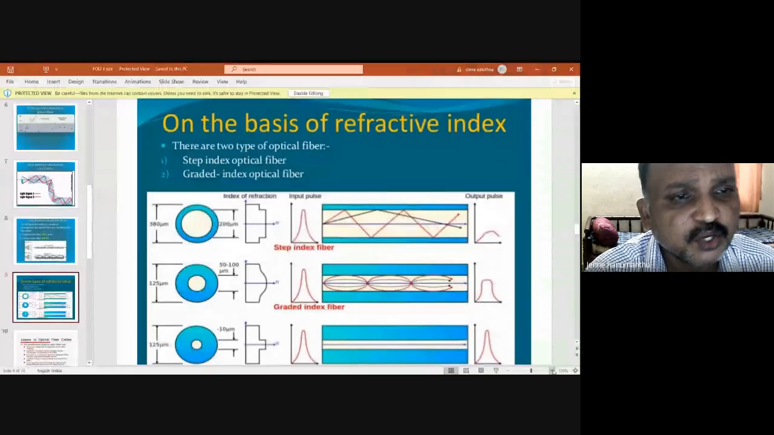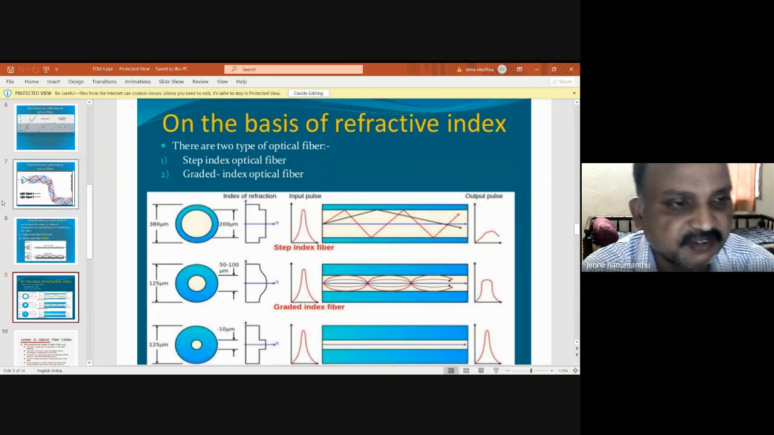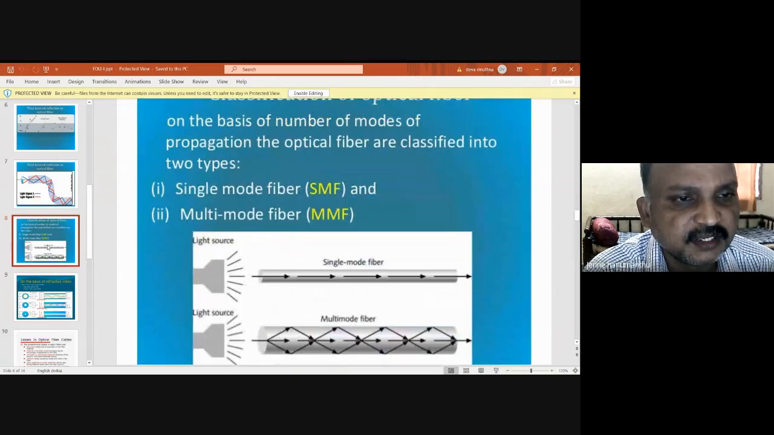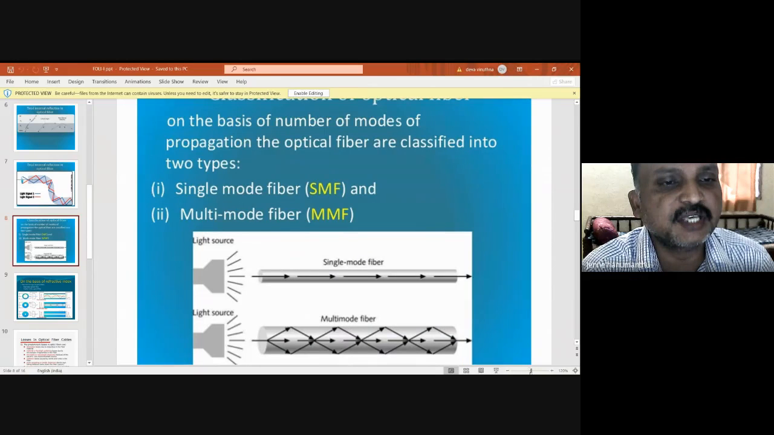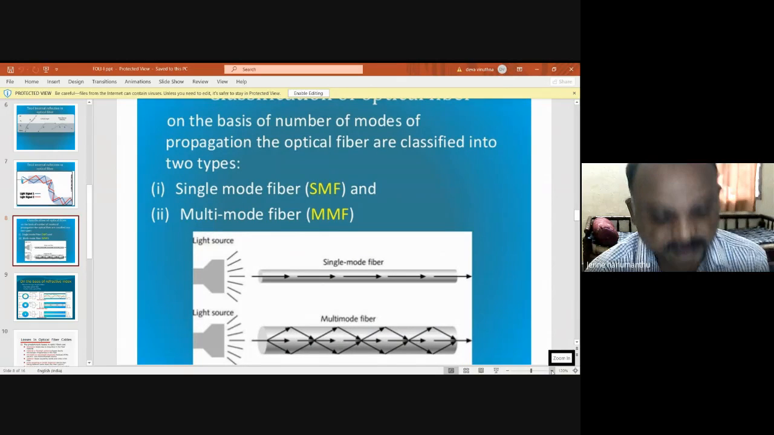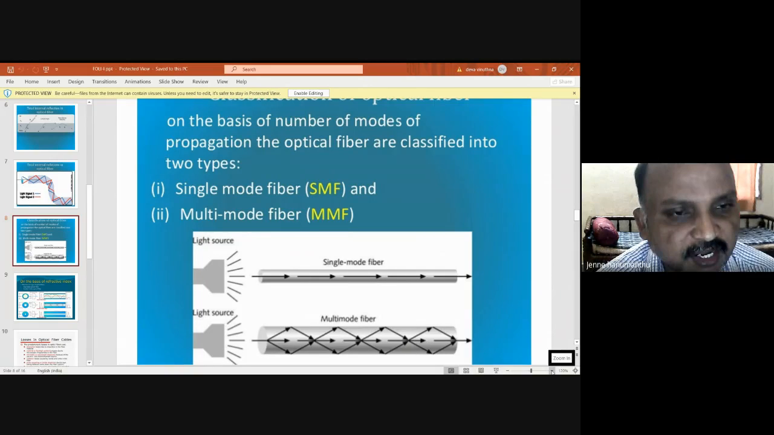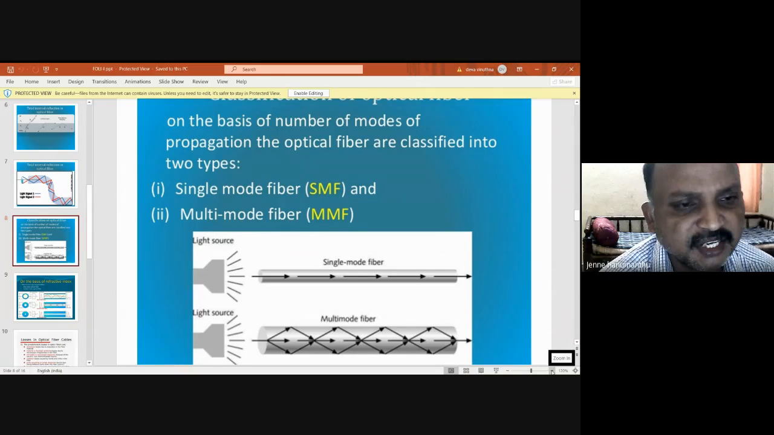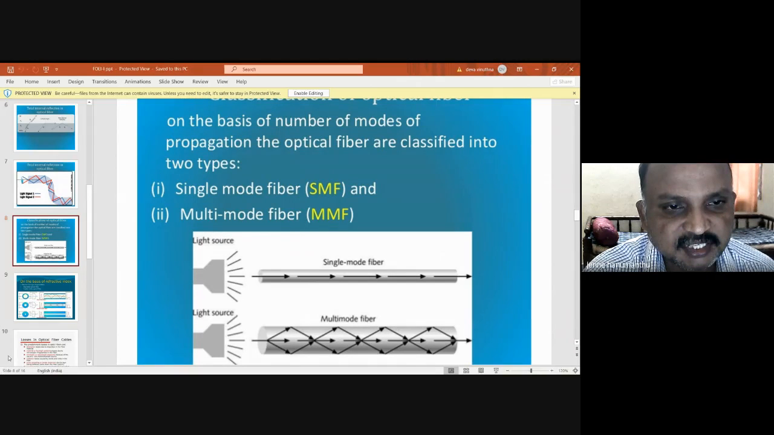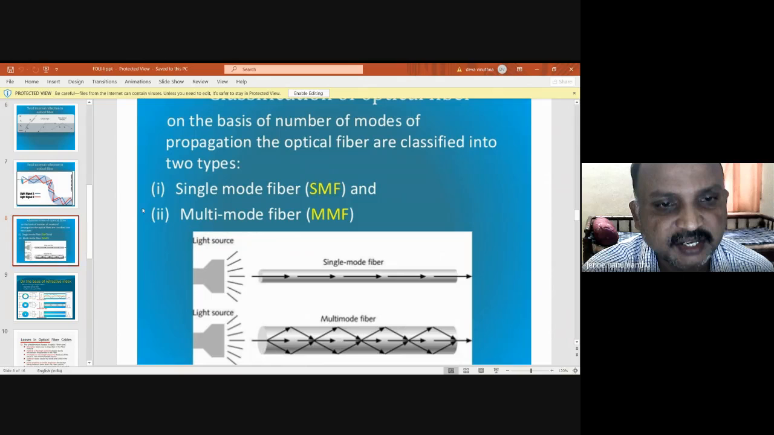Here we have two types of optical fibers: one is step index, and one more is graded index. Go for the previous slide. Yes, so here we have single mode fiber and multi mode fiber. What is called single mode fiber and what is multi-mode fiber, SMF and MMF? See the first diagram. It is called single mode fiber.